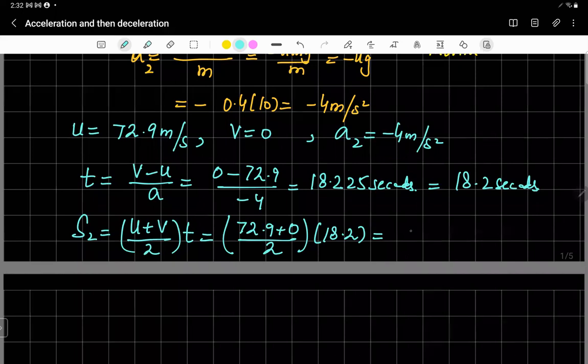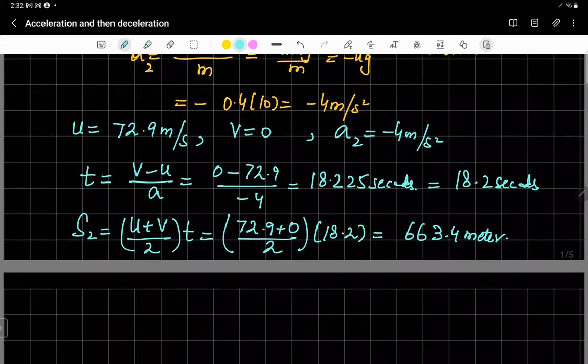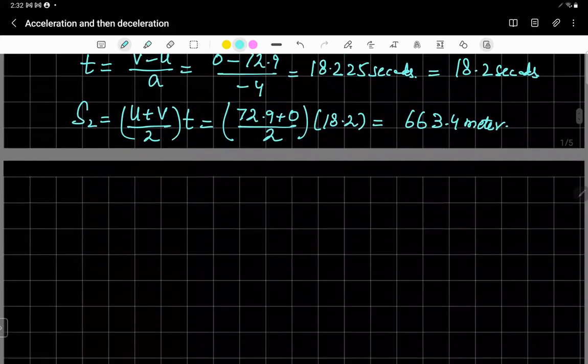663.4. There are two 6s, and then 3.4. 663.4 meter. Okay. Now, our acceleration time graph would be like this.